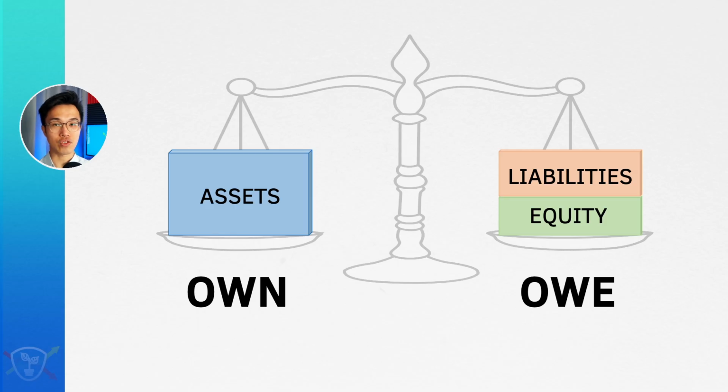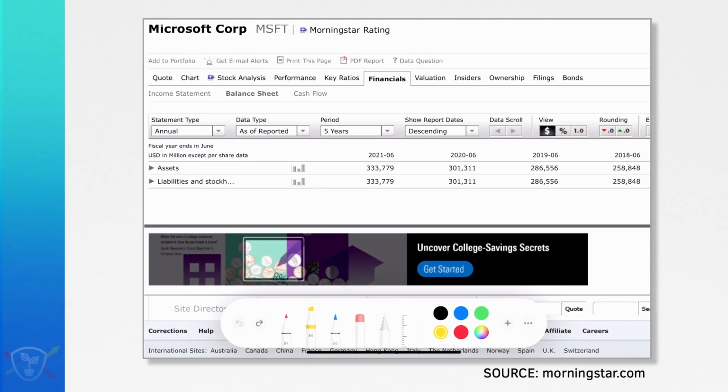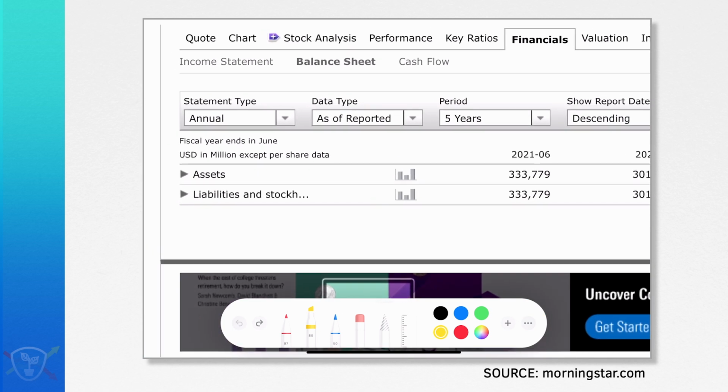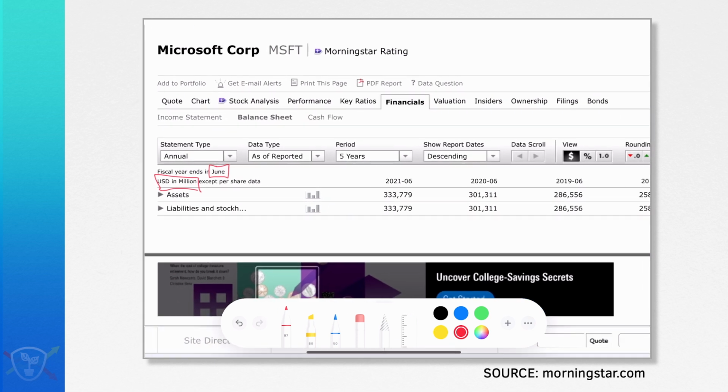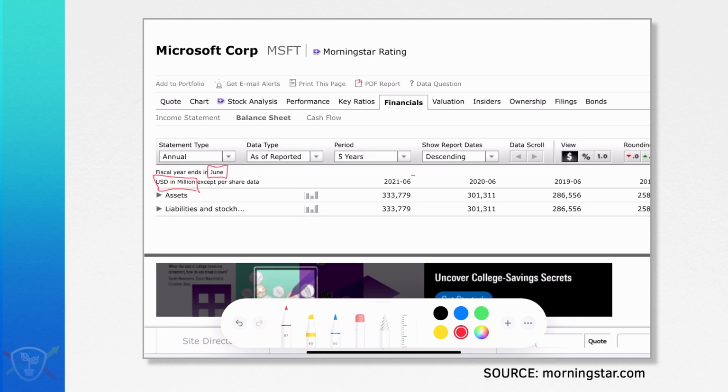Alright, so to illustrate how to read and understand a balance sheet, we're now going to take a look at a real balance sheet. We're going to look at the example of Microsoft. Okay, so here we have the balance sheet for Microsoft. The first thing that we notice is that this balance sheet is in millions of US dollars and the fiscal year ends in June. So that means that all of these numbers here on this balance sheet are as of June for that particular year.